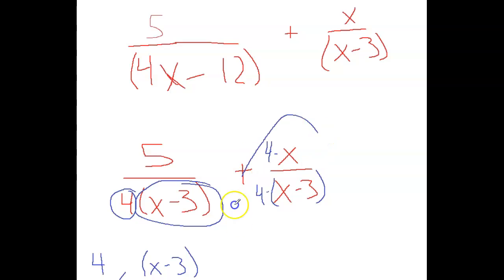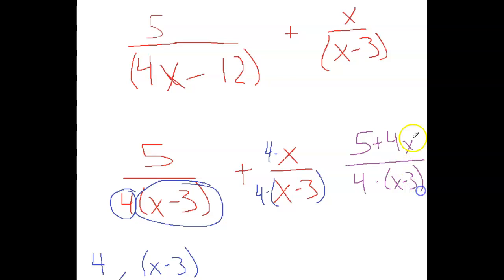And now that I've done this, both denominators are the same, so I can add these together just like I would any fractions. You add the top part once you have a common denominator. So I have a 5 plus a 4 times x, and the bottom doesn't change when you add fractions together. And so that then would be your final solution to this problem.